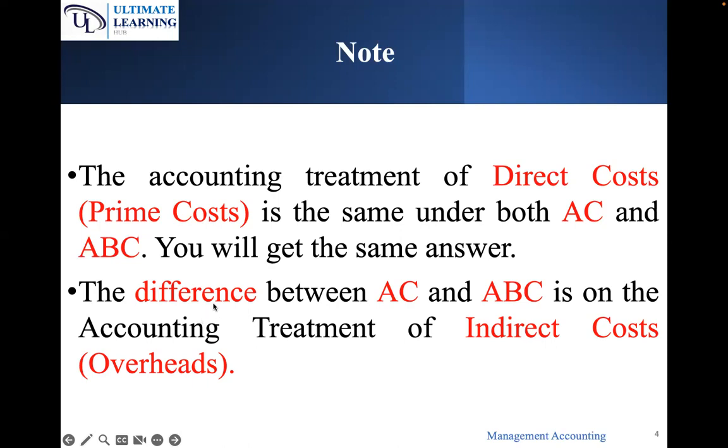So what does that point tell us? How you account for direct costs is the same under both AC and ABC. But how you account for indirect costs is different between AC and ABC. So always note, if you've been asked differences between AC and ABC, it is on how you account for overheads. Overheads are also known as indirect costs.